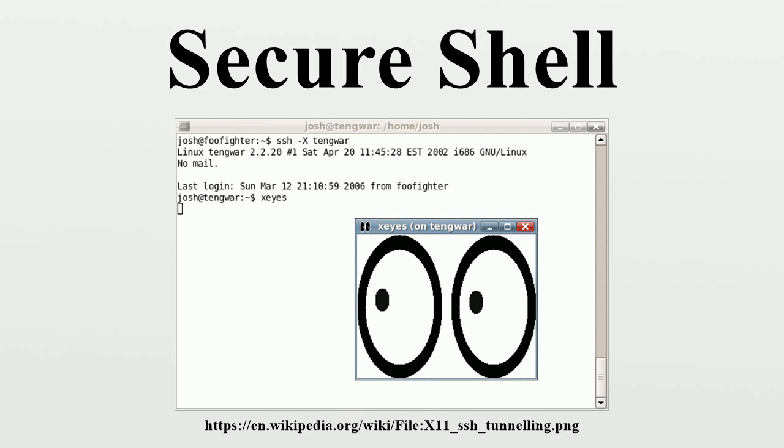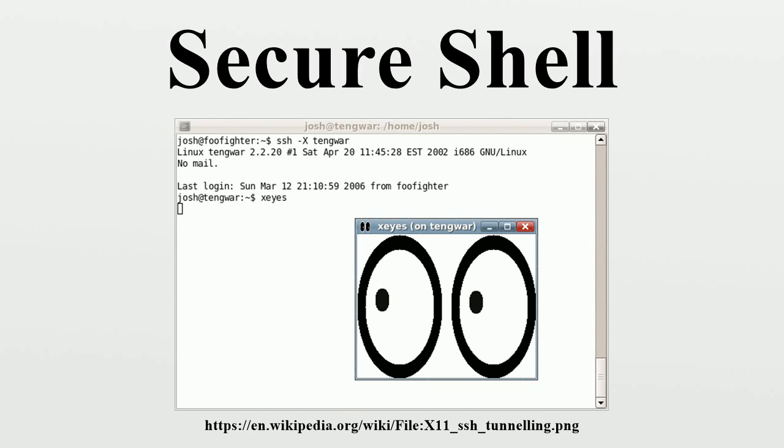RFC 4419, Diffie-Hellman Group Exchange for the Secure Shell Transport Layer Protocol. RFC 4432, RSA Key Exchange for the Secure Shell Transport Layer Protocol. RFC 4462, Generic Security Service Application Program Interface Authentication and Key Exchange for the Secure Shell Protocol. RFC 4716, the Secure Shell Public Key File Format. RFC 4819, Secure Shell Public Key Subsystem.